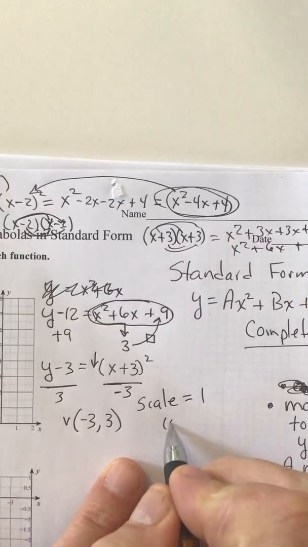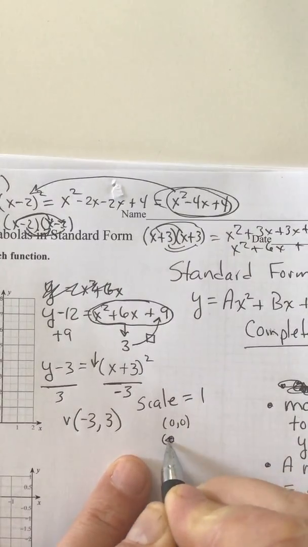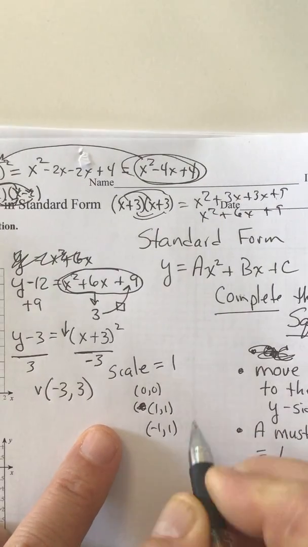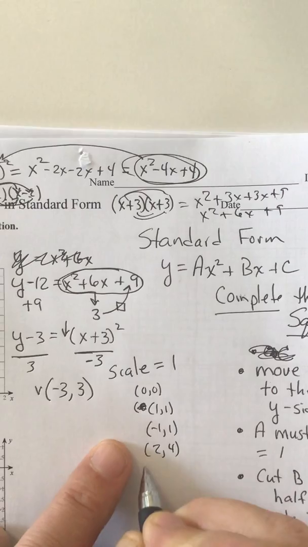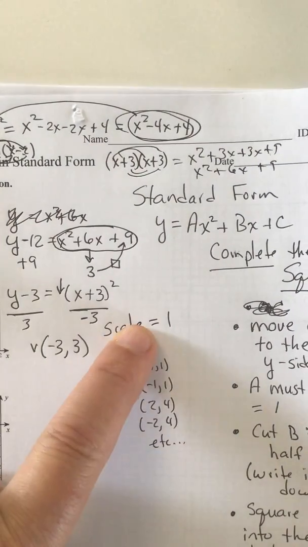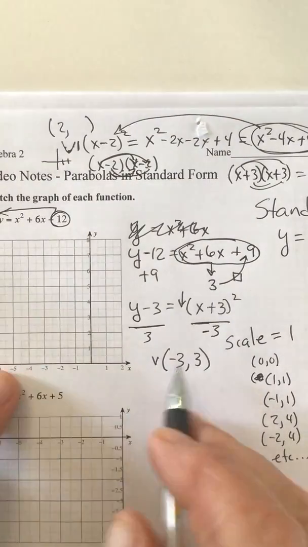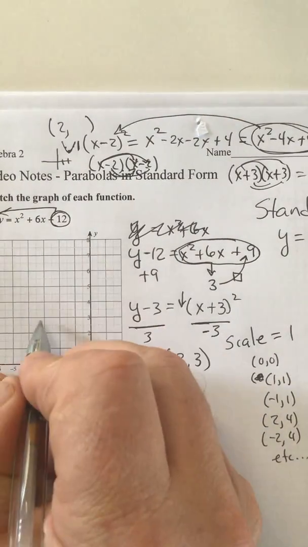That means we start at the vertex, and we're going to go over 1. We're going to go over 1, up 1. We're going to go left 1, up 1. We're going to go over 2, up 4. We're going to go left 2, up 4, etc. The scale factor is just 1, the normal scale factor. So there it is. Vertex is at (negative 3, 3).